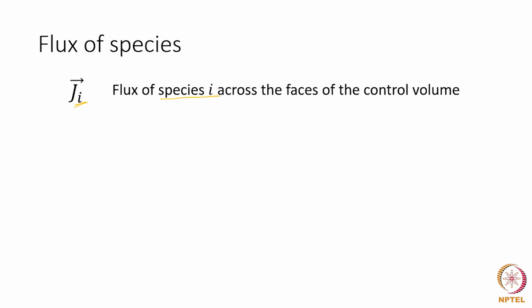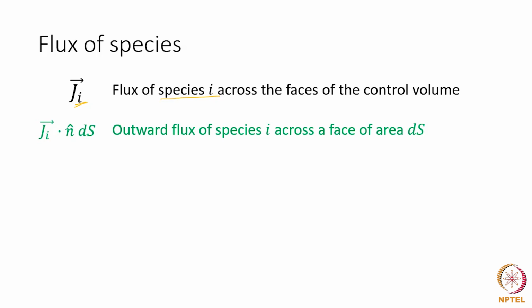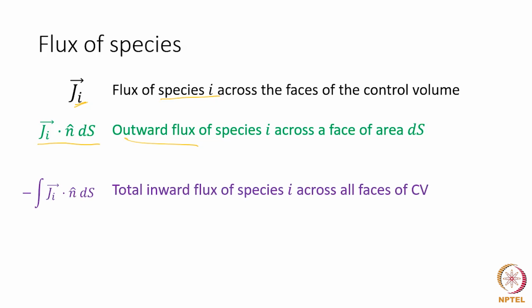So ji is the flux of species I across the faces of the control volume, and so naturally J dot n is the outward flux of the species across the area dS, which means that when we integrate over all the surface area of the control volume, we get the total outward flux, and with a minus sign in front we get the total inward flux. So with this minus sign here, it is basically the inward flux, and we say it is total because it is over the integration of the control volume. All the cases are being used for this particular term.